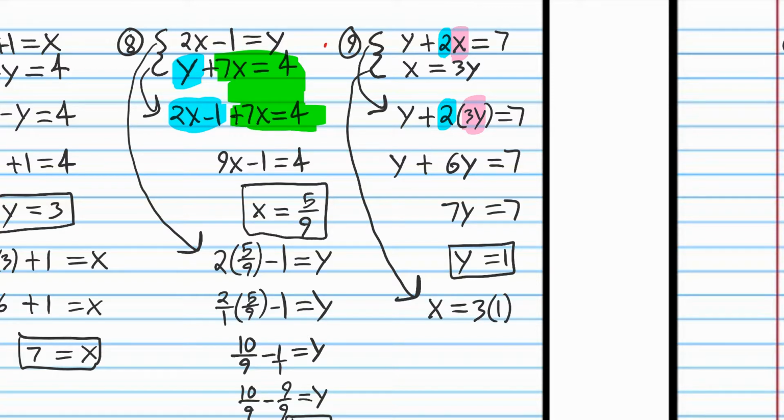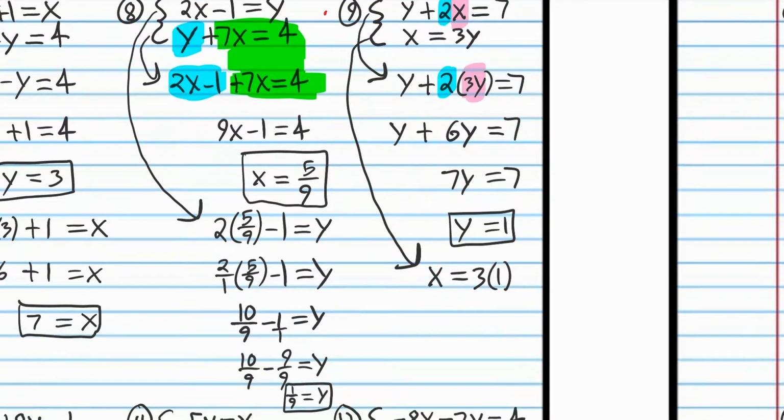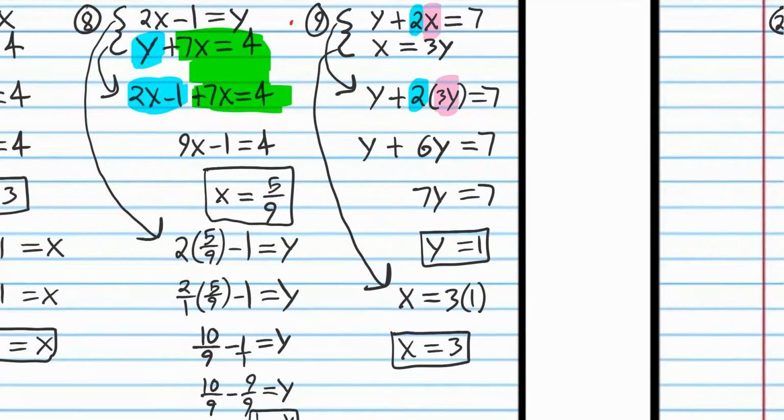And instead of y, we plug in 1 because we know y is 1. And then x is equal to 3. So the only difference with this problem is that we plugged in a slightly more complicated expression because we had to multiply. In fact, the coefficient in front of the x is really the only different part because we had to multiply 2 times our expression that we substituted.